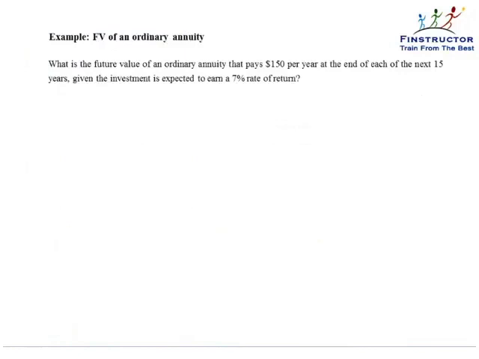Now guys, whenever we hear the term ordinary annuity, remember, it's an annual set of payments coming at the end of periods, or coming at the end of the year. So an annuity means a payment every year, and ordinary means that the payment is coming at the end. So what is the future value of an ordinary annuity that pays $150 per year at the end of each of the next 15 years, given the investment is expected to earn a 7% rate of return, or the discount rate is 7%.